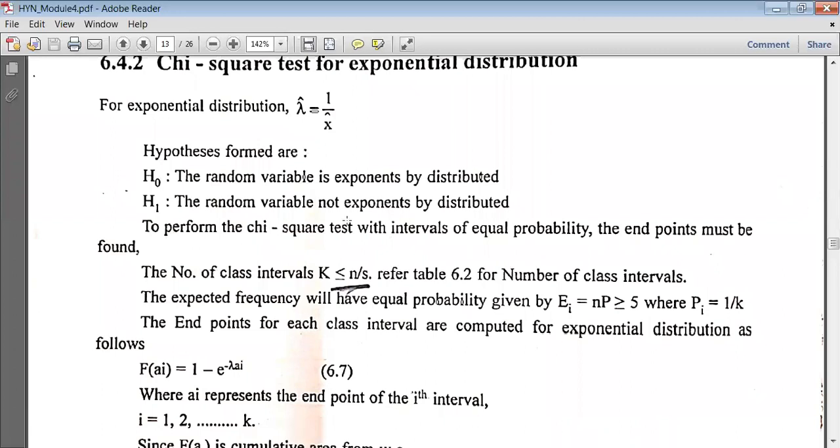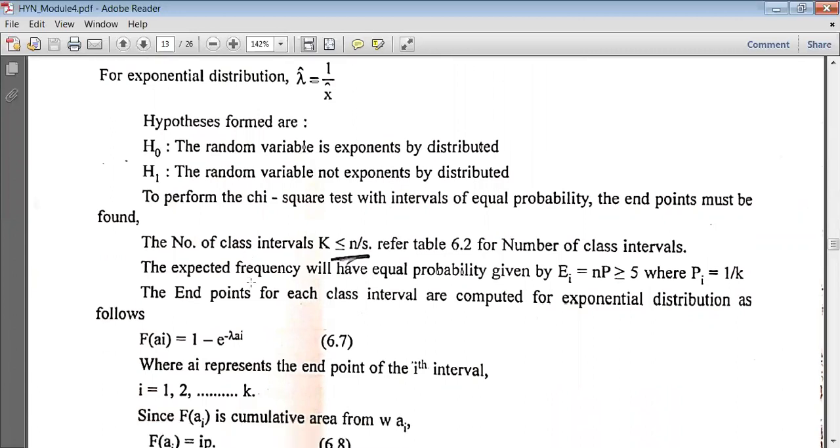In order to perform the chi-square test with intervals of equal probability, the endpoints must be found. Here we are dividing the data into a number of class intervals. The number of class intervals taken is k less than or equal to n divided by 5. That is the formula used to find the number of class intervals. To calculate the expected frequency, the formula is ei equal to n into pi, which should always be greater than or equal to 5. This is the standard value.